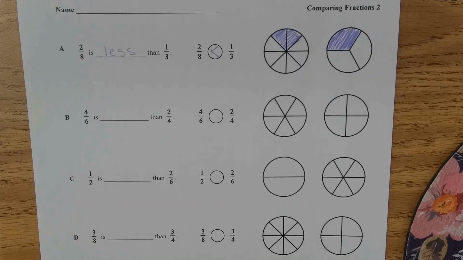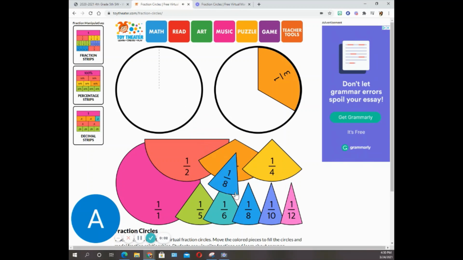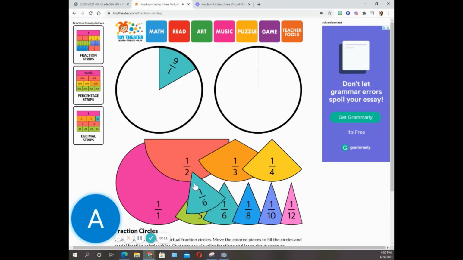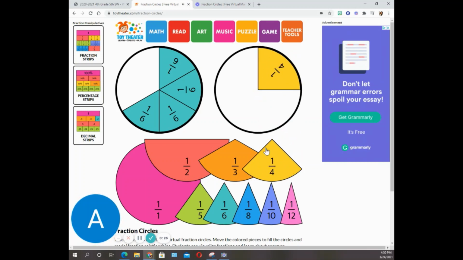Now let's try the same thing for letter B. So now let's go ahead and put these back. Letter B tells me 4/6 and 2/4. So I'm going to look for the 6, and let's set this up. 1, 2, 3, 4. So again, this is my numerator. 4 out of how many total pieces? 6. So now I'm going to compare that to 2/4. This is 1/4. This is another 4th. Looking at these two, which one do you think is greater?